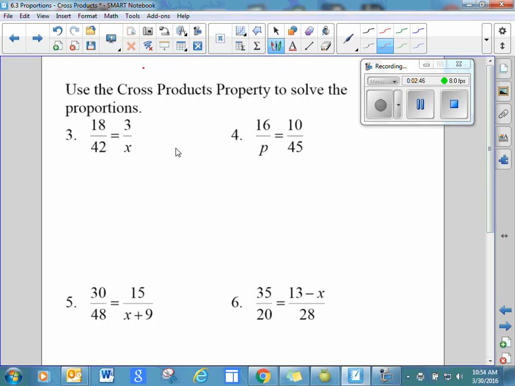Okay, so basically we're going to work a few problems here to determine what x needs to be to actually make this a true statement. We're going to do the cross products property. And this is kind of cool because all your fractions go away. You multiply that times that, 18x, don't forget to write the 18 first, equals 42 times 3. And now we have to solve for x. So 18x equals, what's that, 126? Divide both sides by 18.